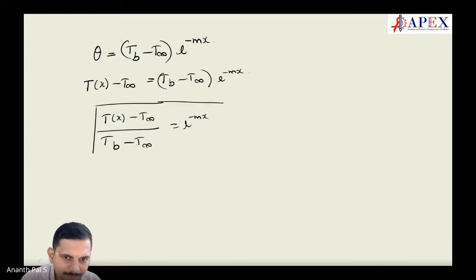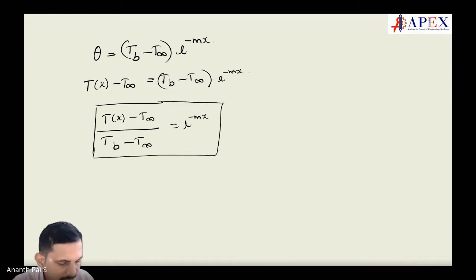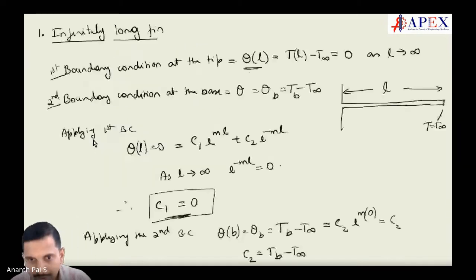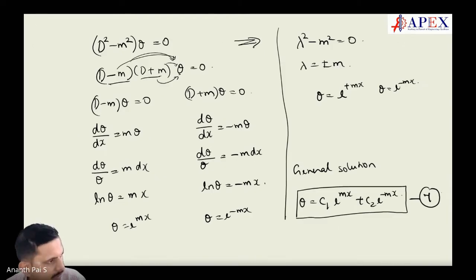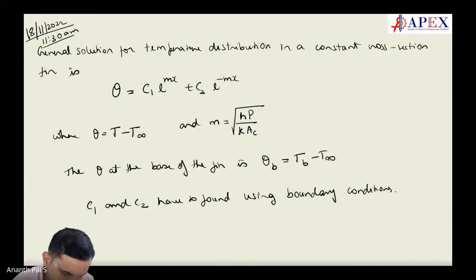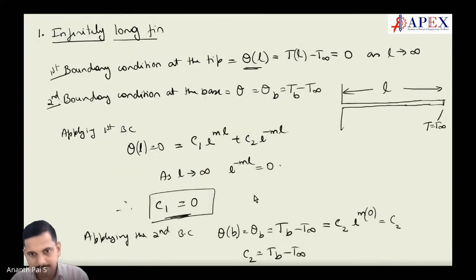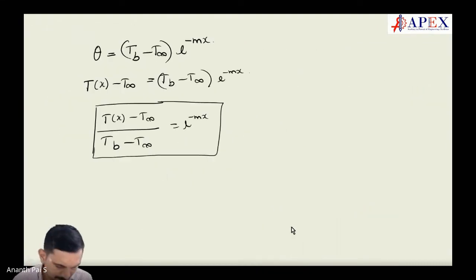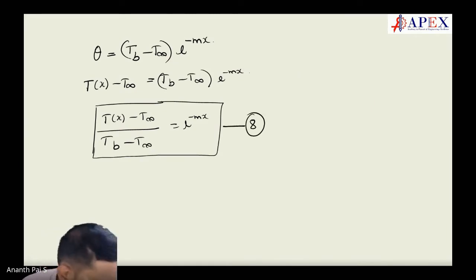Important question. Did we name the equation till now? Shall we name it? This was 7, right? This is 7 itself, so don't have to worry about this being 7. Next we will go with this being 8. Right? This is about infinitely long fin.